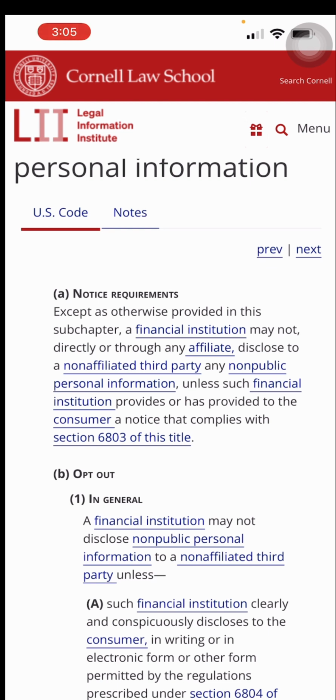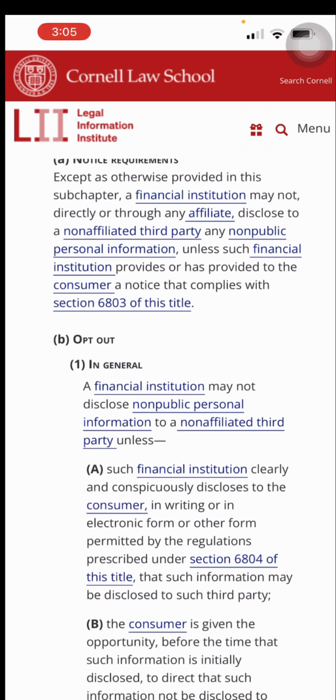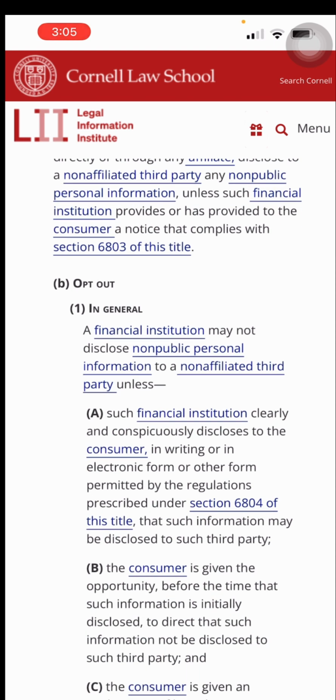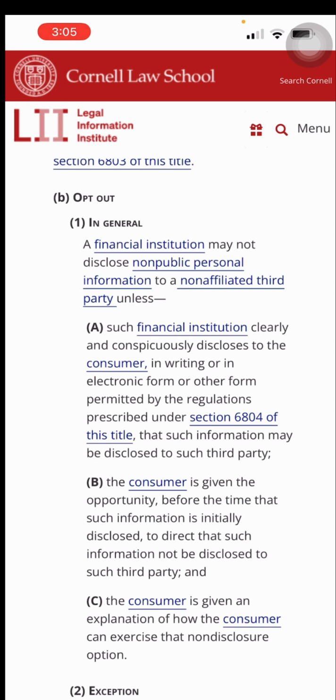So it says opt out. A financial institution may not disclose non-public personal information to a non-affiliated third party unless such financial institution clearly and conspicuously disclosed to the consumer in writing or in electronic form or other form permitted by the regulation. So there's supposed to be some type of form that you're supposed to sign saying that it's okay for your information to be reported or given to the third party. So the consumer reporting agency should have those non-disclosure forms on file. So this is how you can remove your late payments, by proving this.